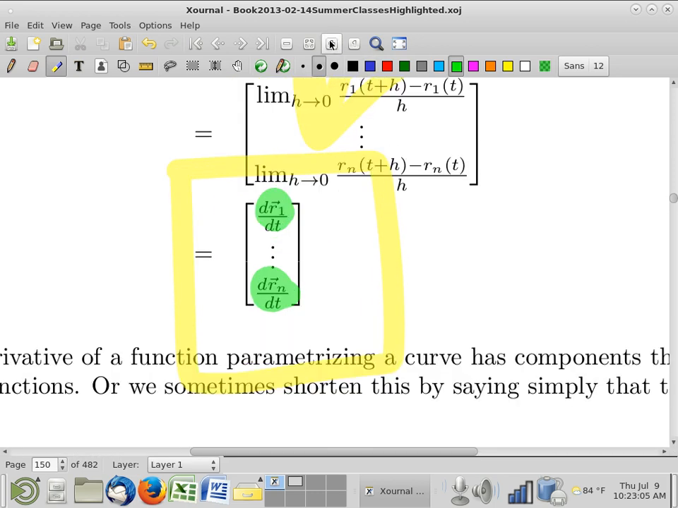Oh, gosh, I have a typo in here. Sorry about that. I put little vector hats over that. I don't know why. Let me erase those. There we go.